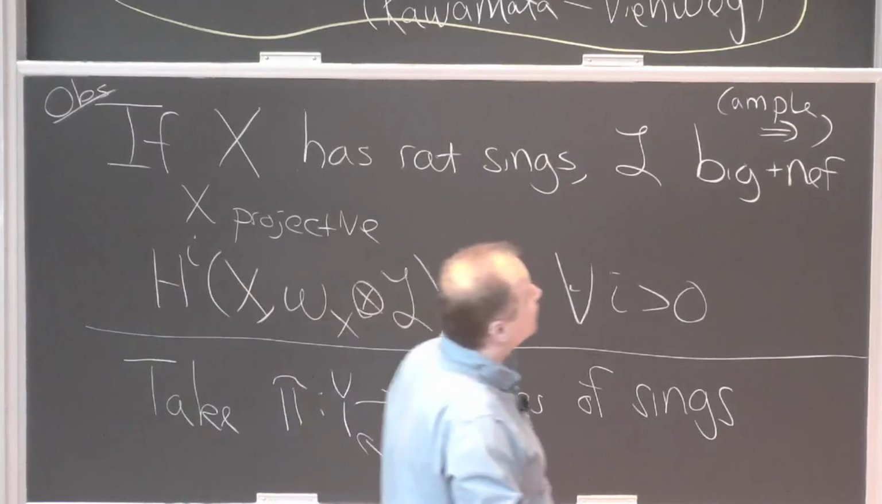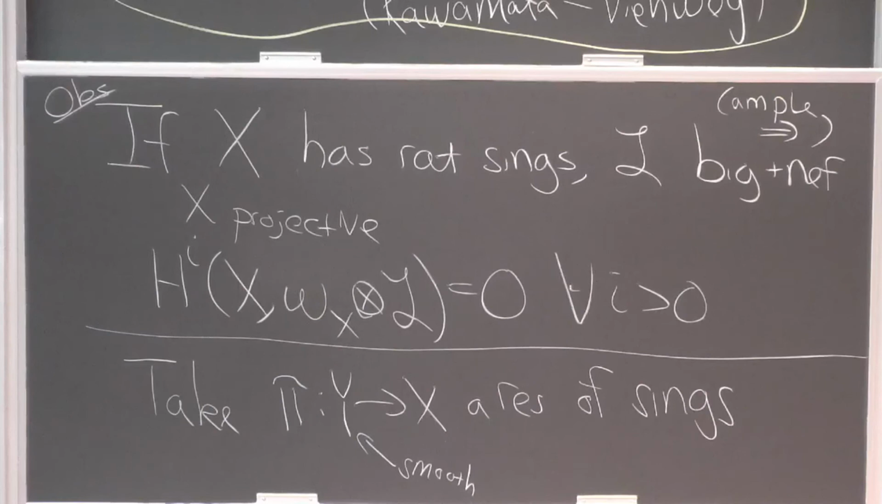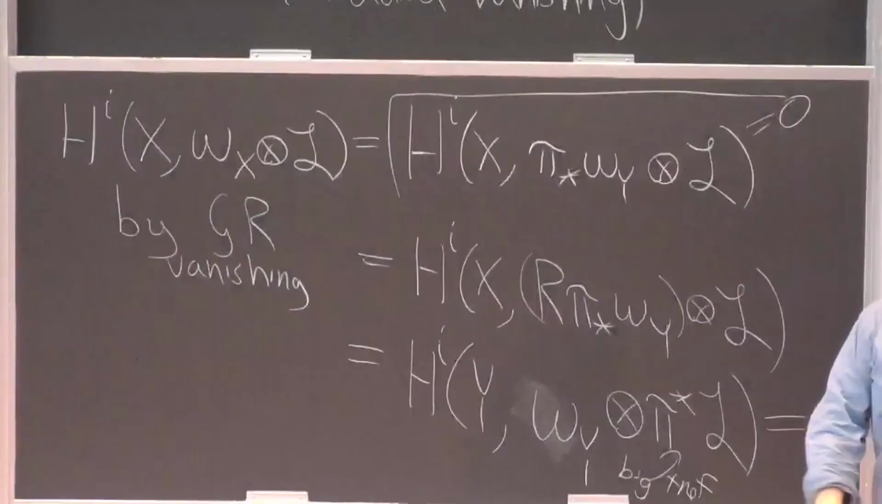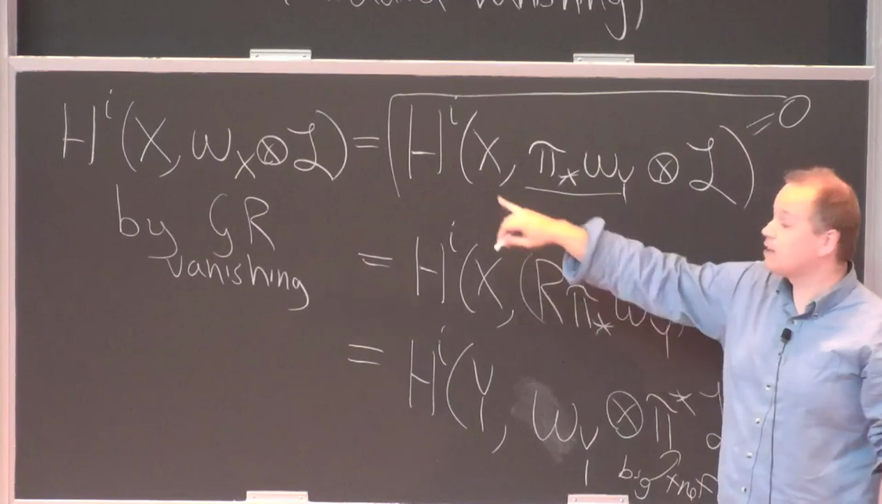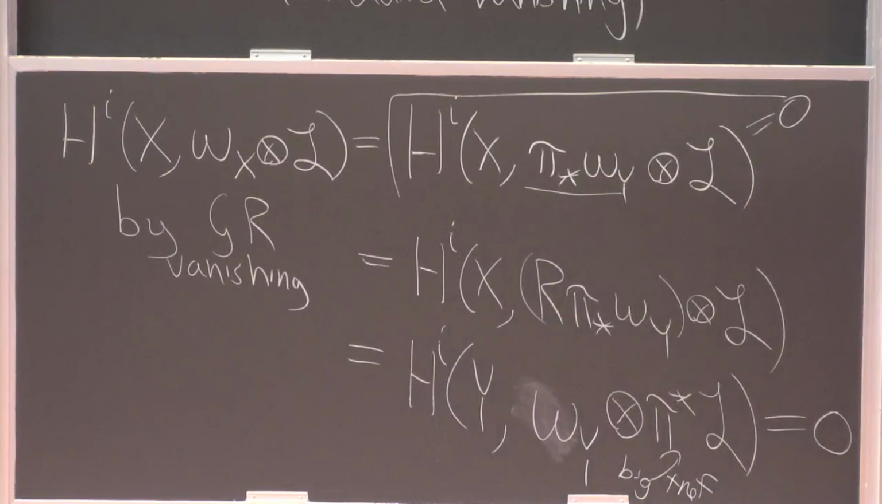Which one? This one right here? Oh, we still have this guy vanishes. So even if you don't have rational singularities, this cohomology still vanishes if you replace omega X by the push forward of omega Y. And not having rational singularities actually just means it's always a subsheaf of omega X. Yeah, no, actually, in characteristic zero, the higher direct images are all zero. So we only need the zeroth piece.